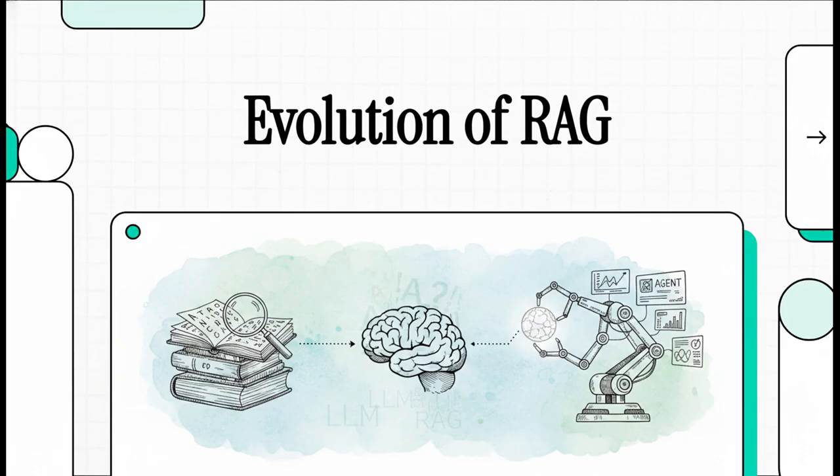Now, if you've been following AI at all, you've probably heard acronyms like LLM and RAG thrown around all the time. Well, today, we're going to break down exactly what those mean, how we got here, and why this latest shift to something called Agentic AI literally changes everything about how we interact with information.